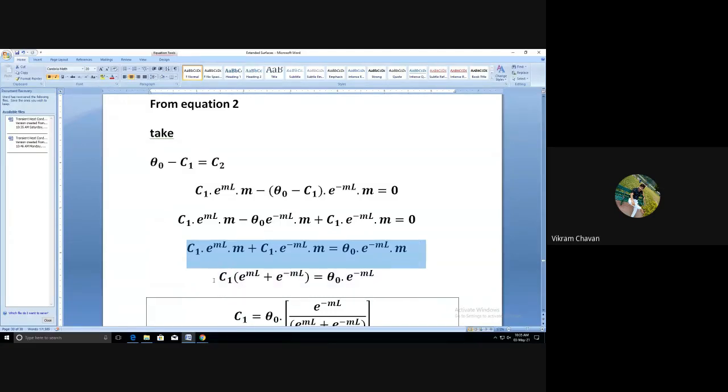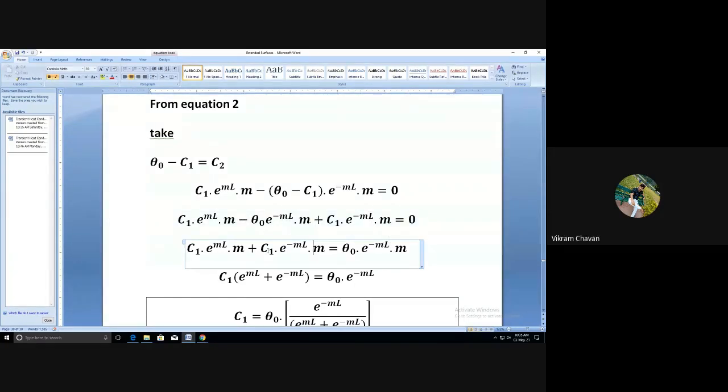Okay, so take C1 common and cancel the m from both sides. In both the terms on this side m is there, and on the right hand side also m is there, so we can cancel that m from both sides. Or divide by m throughout the equation, then m will be cancelled.